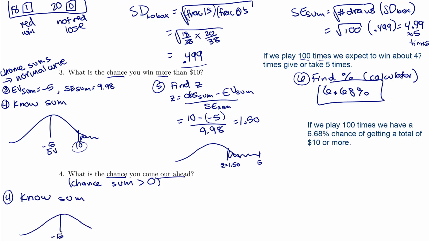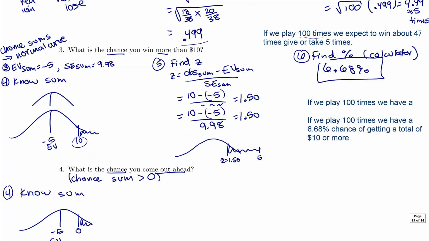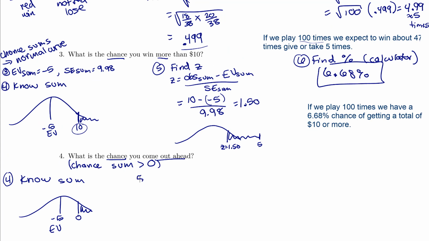So here's my -5 as my expected value. And I want to find the chance that I get 0 or above. So step 5 is find z. And so z is equal to my observed minus my expected value over my standard error. So my observed that I'm interested in is 0. My expected value is -5. And divide by my standard error of 9.98 should give me 0.5. So that's my z value.